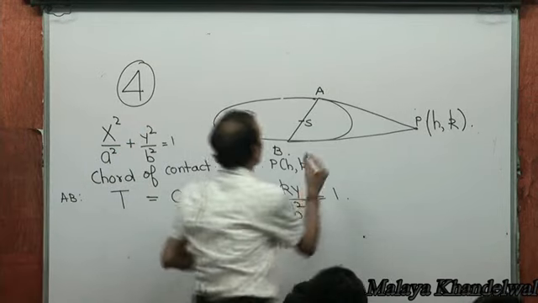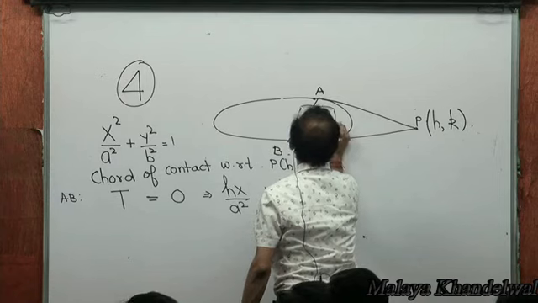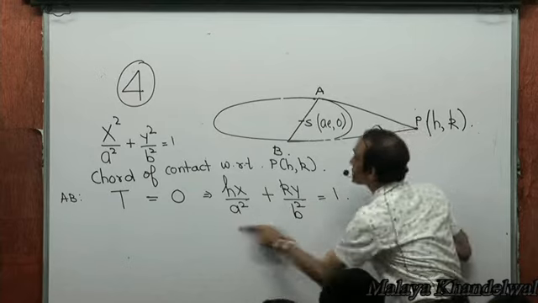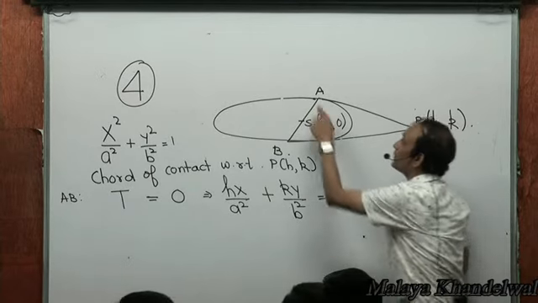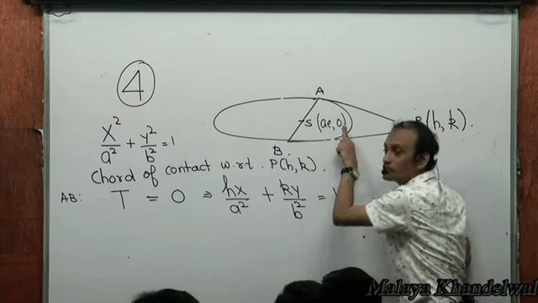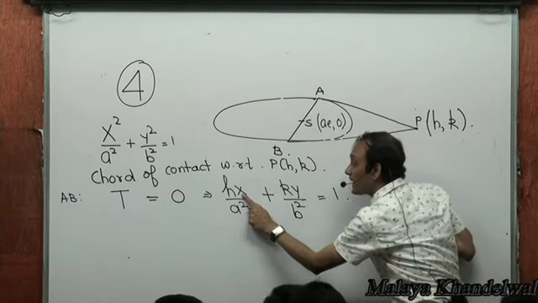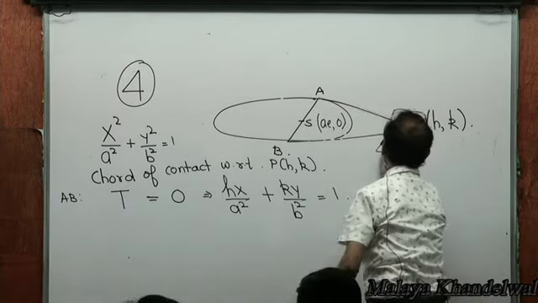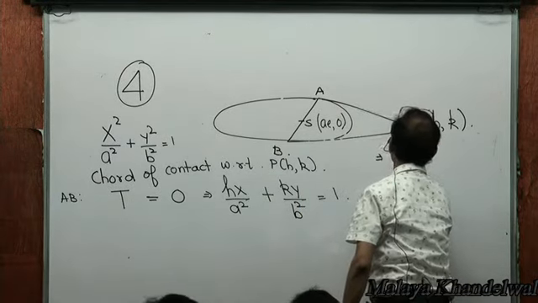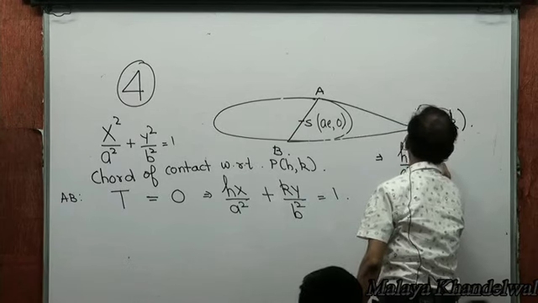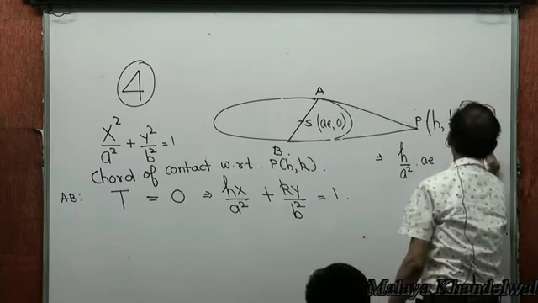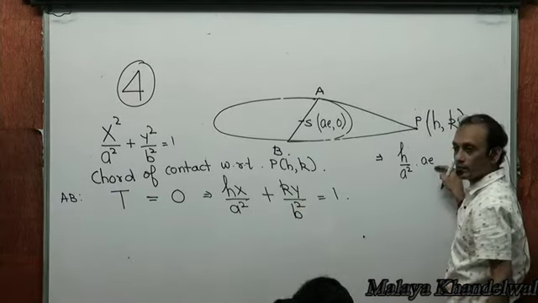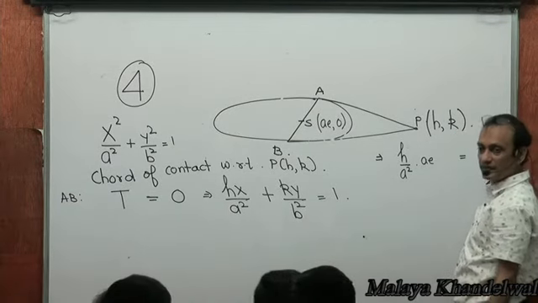But if it's a focal chord, should it not pass through ae comma 0? That means this equation is satisfied no matter what P. This will always be a focal chord and it will always pass through ae comma 0. So you can plug in x equal to ae and y equal to 0. That will be satisfied. So you have h by a squared times ae, and y equal to 0, will give me 1. Yes or no?